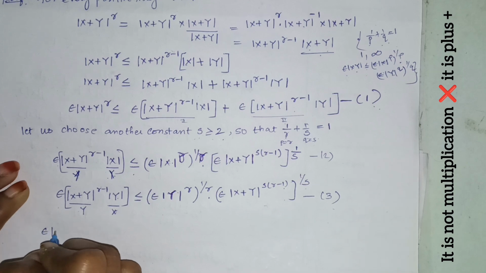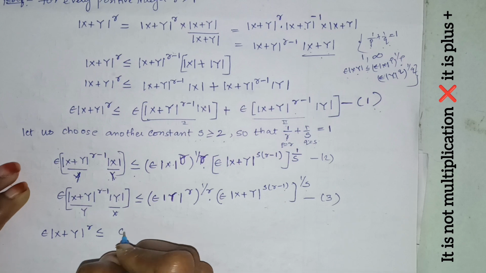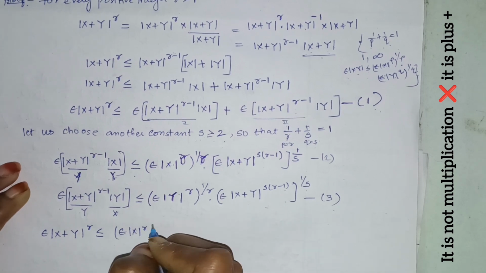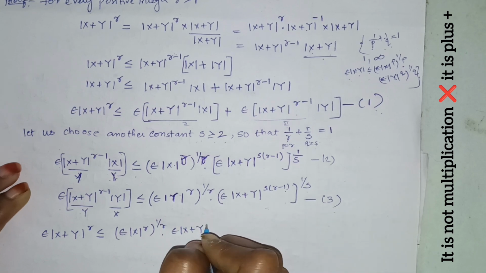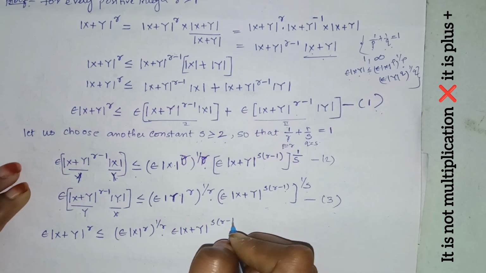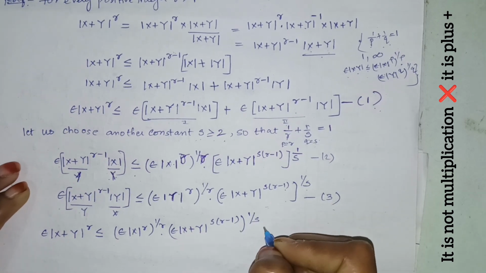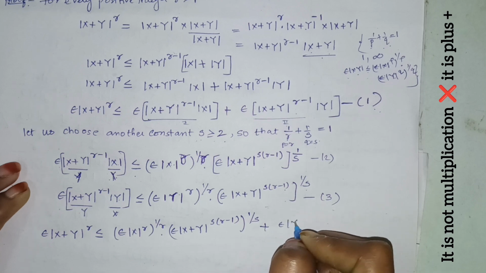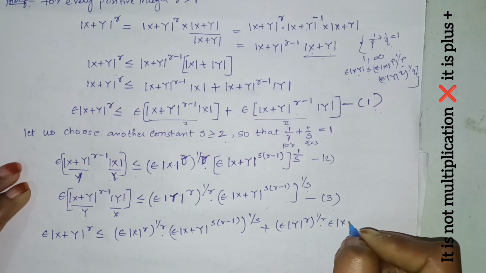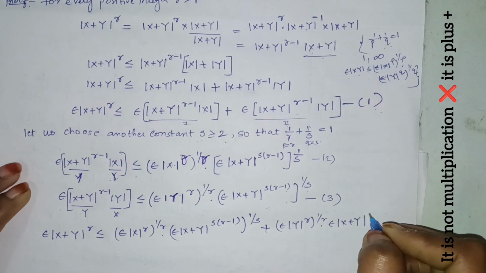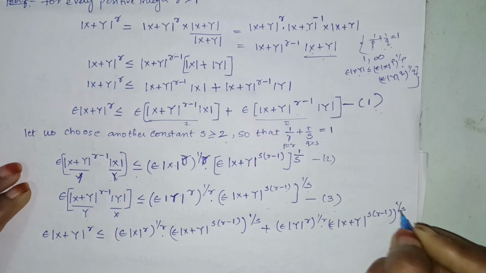Therefore expectation of mod x plus y whole to the power of r is less than or equal to expectation of mod x to the power of r whole to the power of 1 by r into expectation of mod x plus y to the power of s into r minus 1 whole to the power of 1 by s, plus expectation of mod y to the power of r whole to the power of 1 by r into expectation of mod x plus y to the power of s into r minus 1 whole to the power of 1 by s.